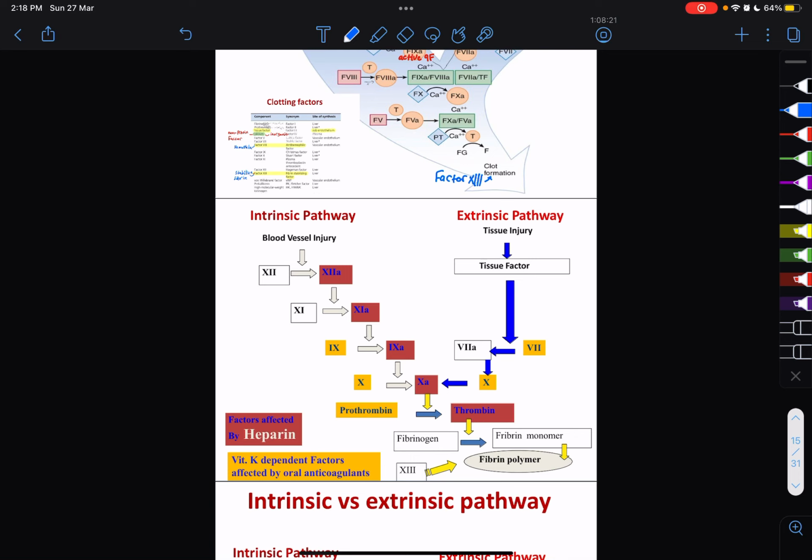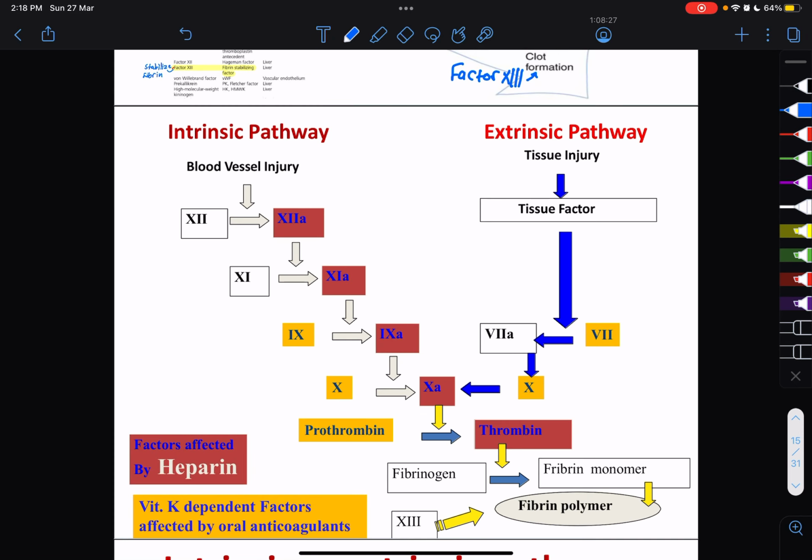Look at the colors which are used here in the diagram. Can you see the red color? Yes. Factor number 12, factor number 11, factor number 9, factor number 10, and thrombin. 1, 2, 3, 4, 5, you are coming down. Why are we using this red color, please? Because these factors are sensitive to heparin. Heparin can block these factors.